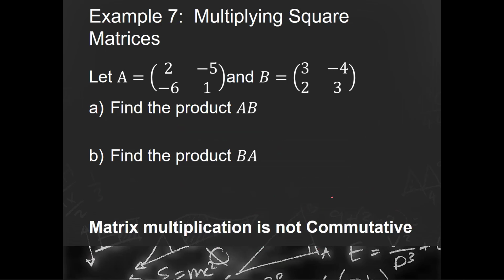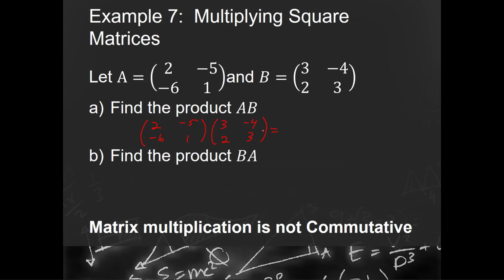Okay, what about when we're dealing with square matrices? Well, when we're dealing with square matrices, since all the dimensions are the same, we can actually find a product for AB and a product for BA. So let's take a look at AB. Here we're going to have 2, negative 6, negative 5, and 1. We're going to multiply that by 3, 2, negative 4, 3.